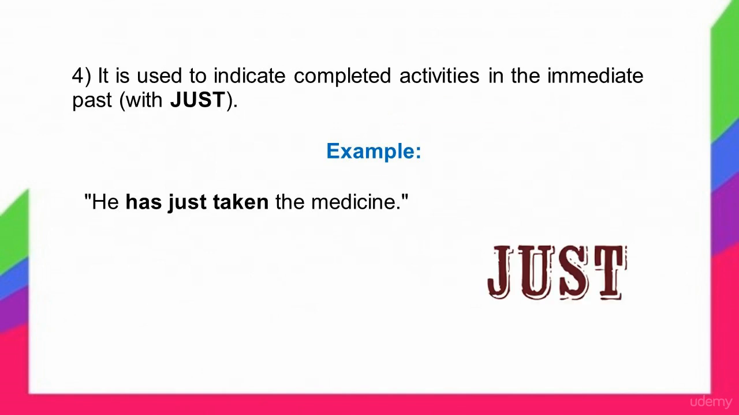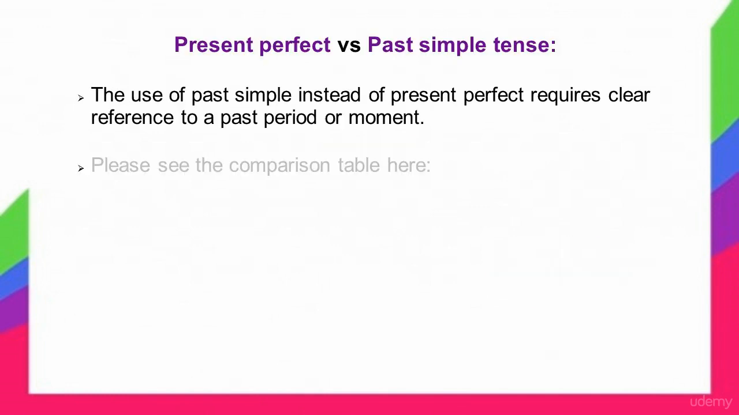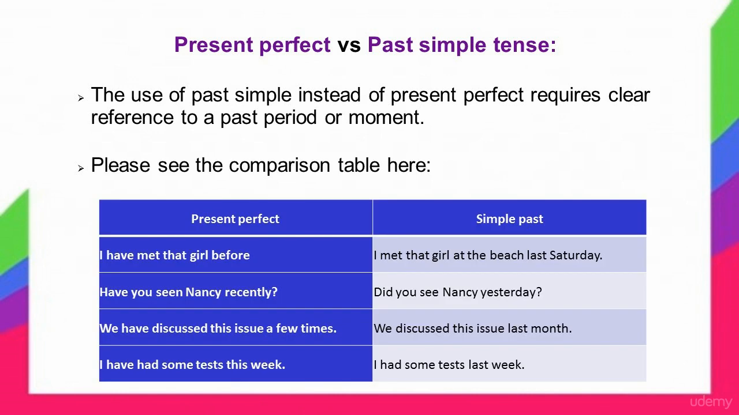4. It's used to indicate completed activities with the immediate past, with just. For example, he has just taken the medicine. Now let's look at the present perfect versus the past simple. The use of the past simple instead of the present perfect requires clear reference to a past period or moment. Please see the comparison table here.